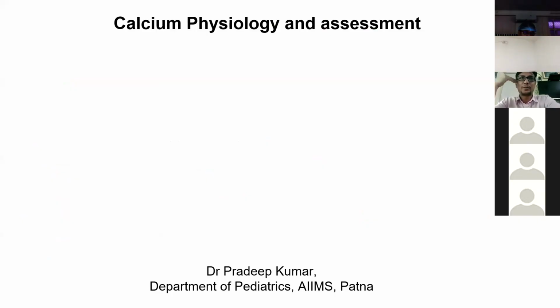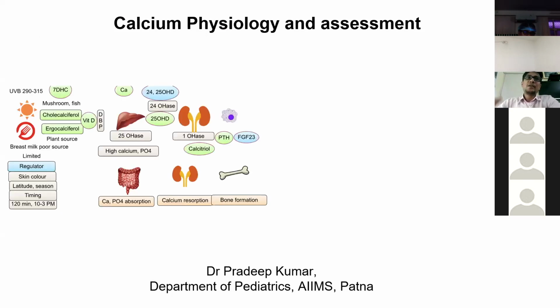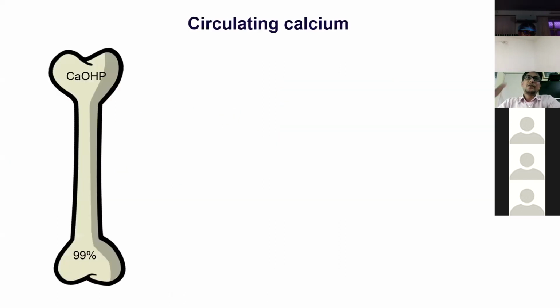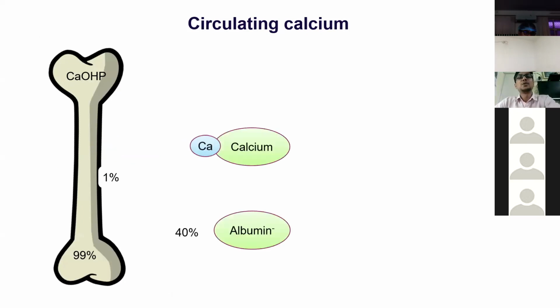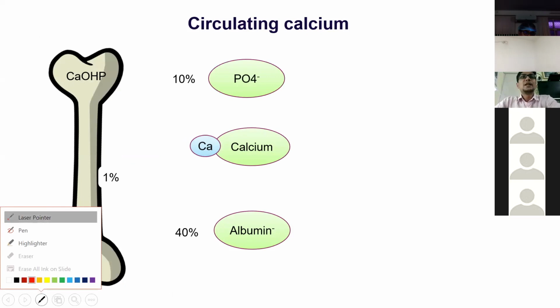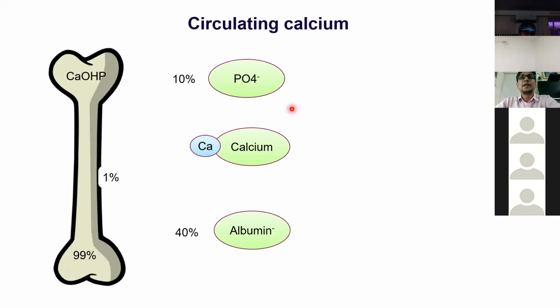Then parathyroid hormone, vitamin D. And so to start with calcium physiology, the calcium in our body, 99% is in the form of calcium hydroxyapatite in bone, and only 1% is available in the circulation. Of that 1%, around 50% is bound to albumin and phosphate, meaning 40% is with albumin, and the rest 10% is with phosphate and other anions.